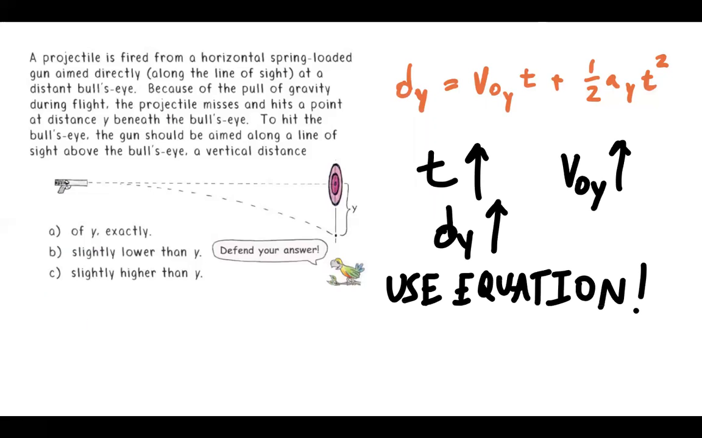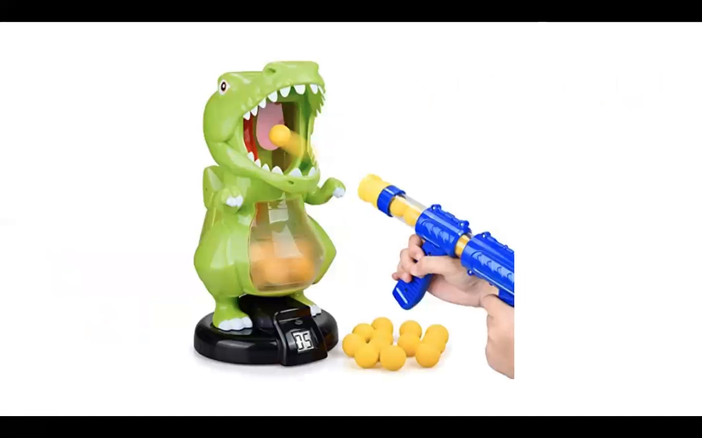And there we go. The answer is C, that the gun should be aimed along a line of sight above the bullseye at a vertical distance slightly higher than y. We have successfully helped Timmy kill the dragon. If you follow what we have learned in this walkthrough, you can also be successful in answering these types of questions in the future.